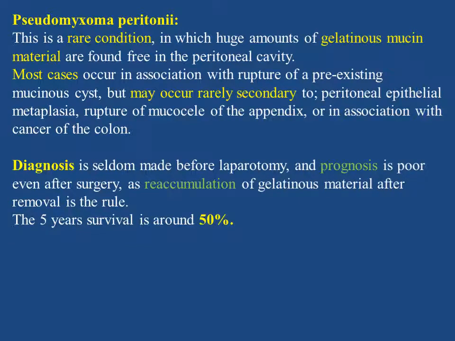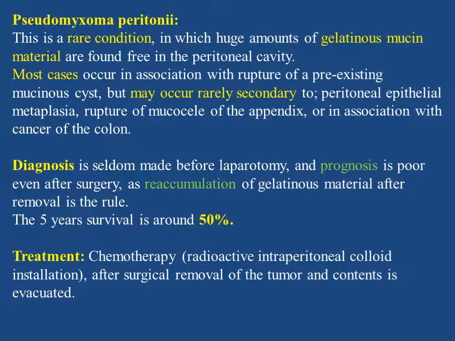we can make after the laparotomy, and it has a poor prognosis even after surgery because there is reaccumulation of this gelatinous material again after removal, with the 5-year survival rate around 50%. They are treated after surgical removal of the tumor by installation of radioactive intraperitoneal colloid chemotherapy into the peritoneal cavity, and of course after removal of this tumor and evacuation of the content.